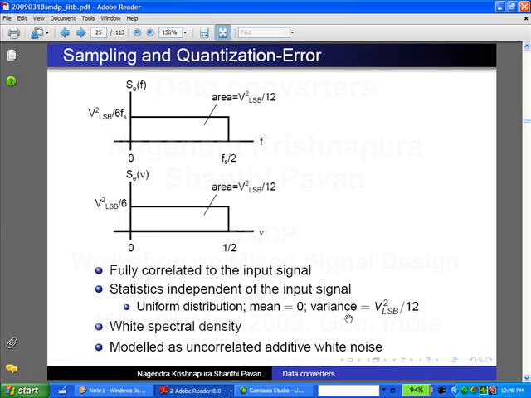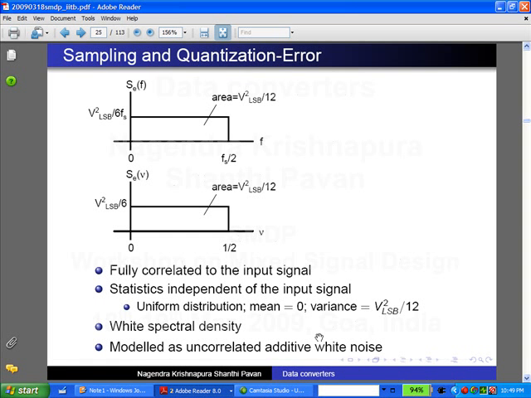Now, it also turns out it can be somewhat approximated by a white spectral density. What is a white spectral density? What does white spectral density mean? White spectral is all components like white light. White noise. So it means that if you look at the frequency content of the signal, it is the same at all frequencies.